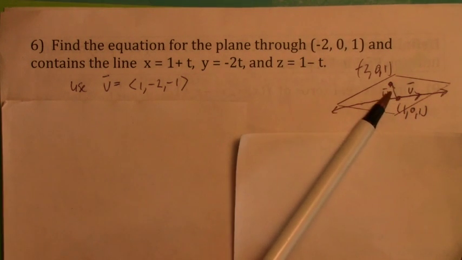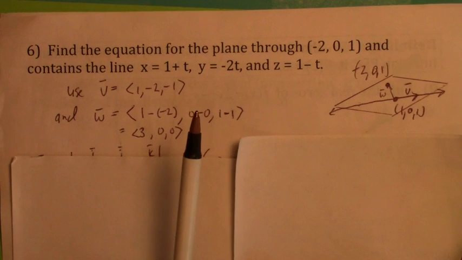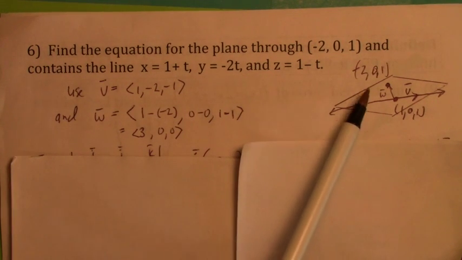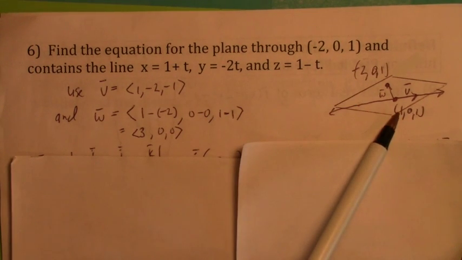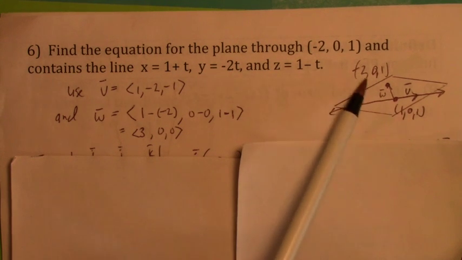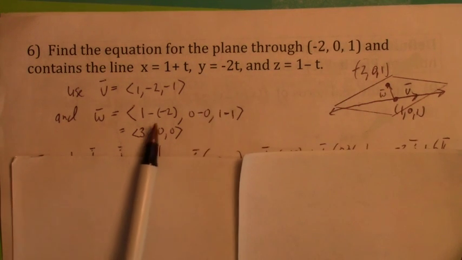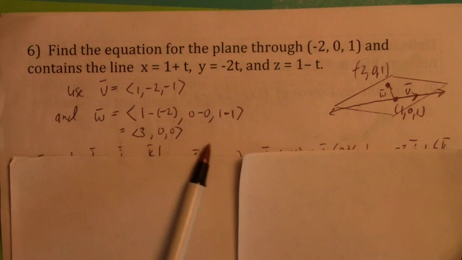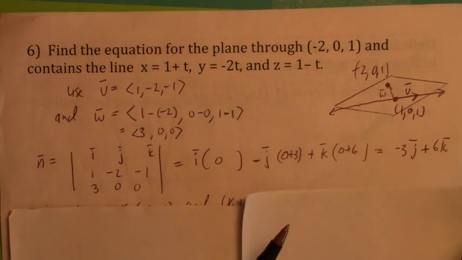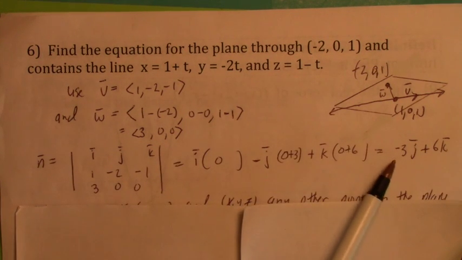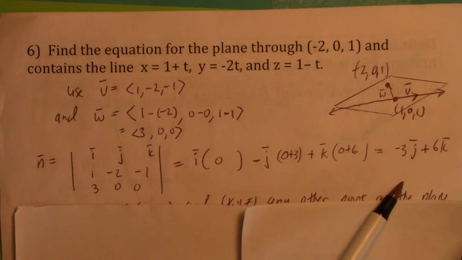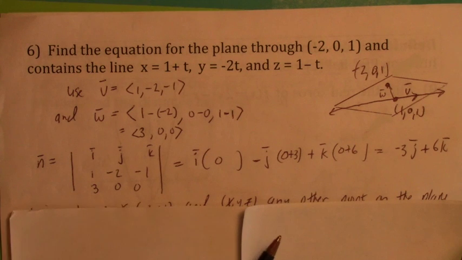Why not form a vector that goes from this point to this point? If you go from this point to this point, this vector w, it turns out you get 3, 0, 0 when you take the difference in the coordinates. Then you can cross those two vectors. I'm going to cross v with w, and I get negative 3j plus 6k.